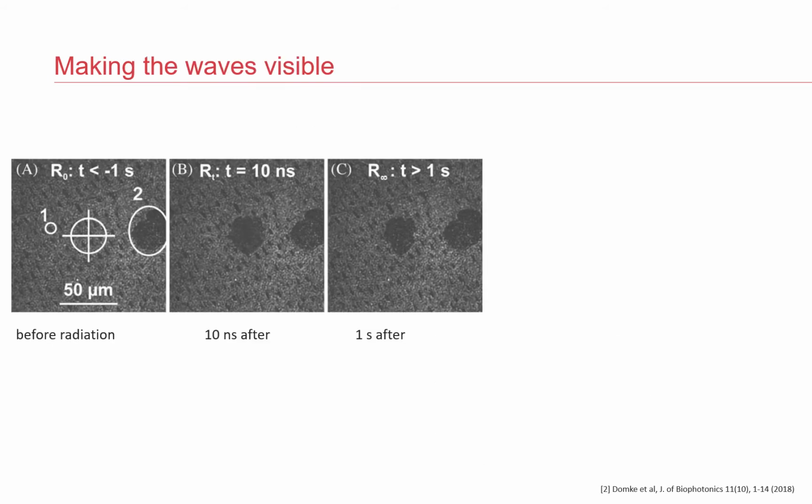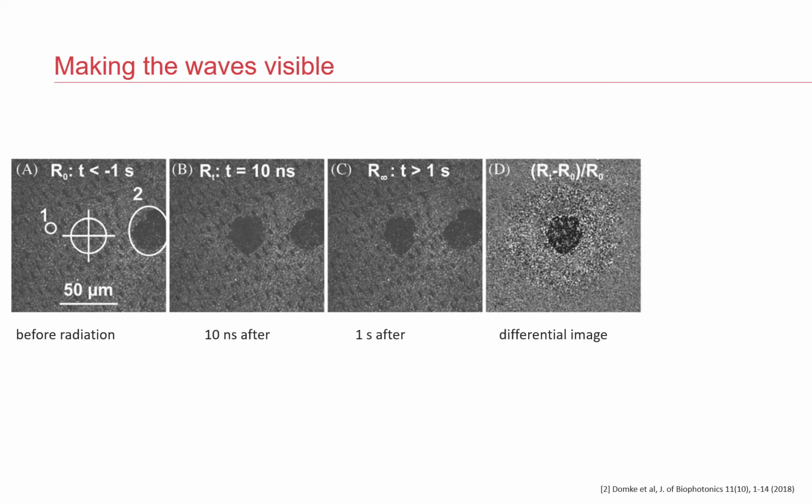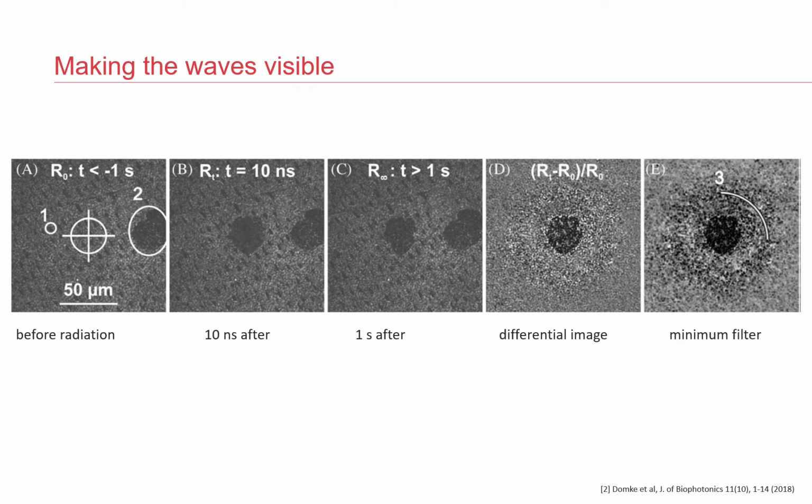To make the waves visible for the human eye, some calculations are needed. First, we take a background image that is taken before excitation, seen in image A on the left side, and an image a few nanoseconds after excitation, seen in image B in the middle at 10 nanoseconds after excitation. By calculating the difference image of these two images, we already can see the wave, but by applying an image filter, the result gets a little bit better, seen in images D and E.